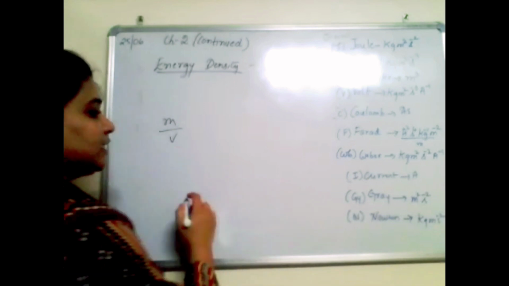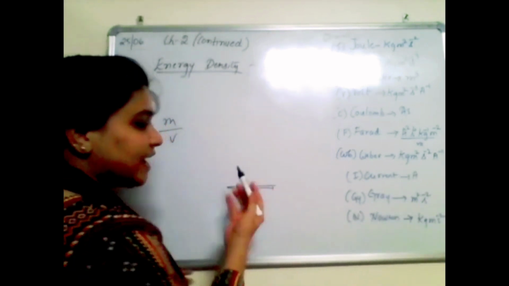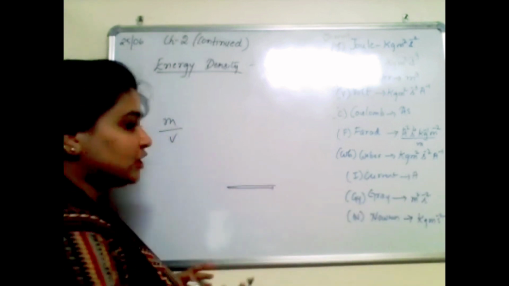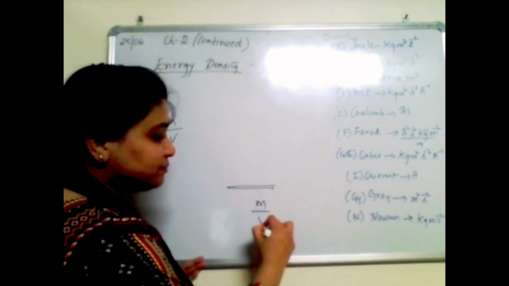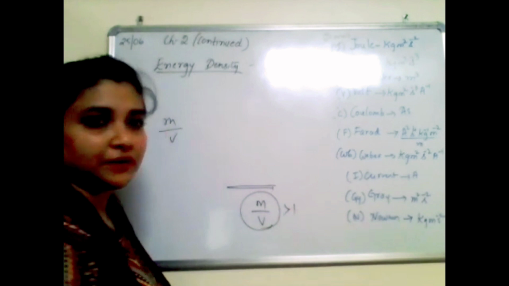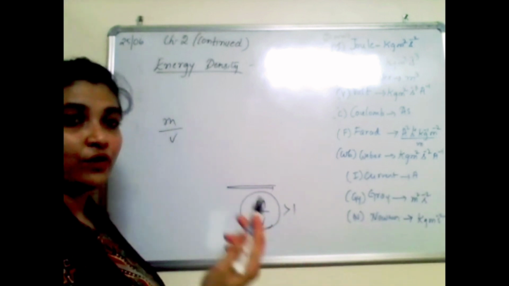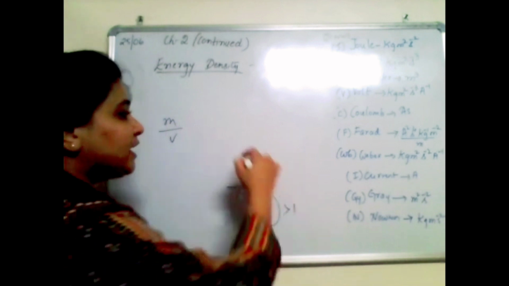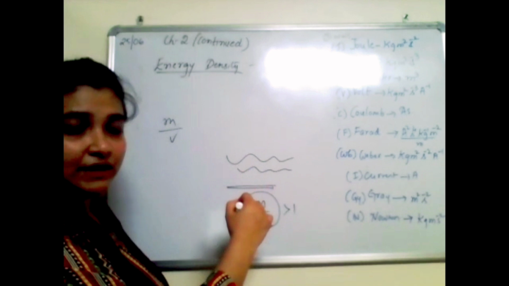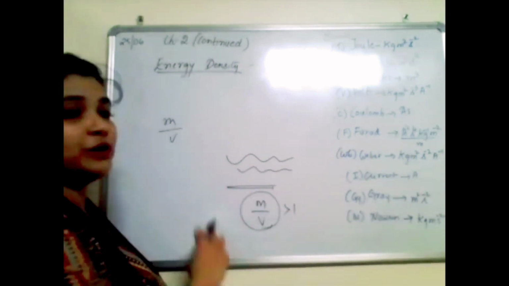Now suppose there is a needle. Suppose this is a needle here. It has certain mass, and the needle also has certain volume. So whenever I take the mass by volume ratio, it is greater than 1. Whenever the mass by volume ratio is greater than 1 for any object, it sinks, because the density of water is less than or equal to 1.